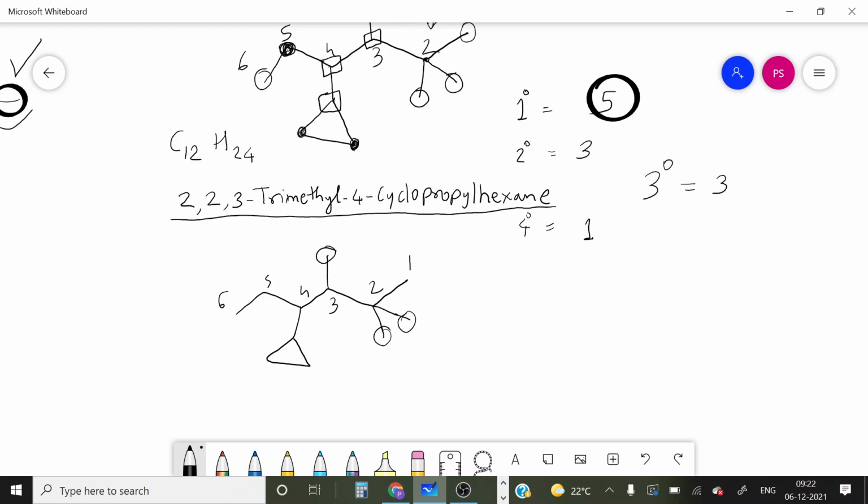So the name of this compound is, first you have to write all the substituents. Okay, so 2,2,3 trimethyl. At fourth position cyclopropyl ring is there, dash 4 dash cyclopropyl, and longest chain is 6 membered, a 6 membered chain. Okay, so the alkane is hexane. So full name of this alkane is 2,2,3 trimethyl 4 cyclopropyl hexane.